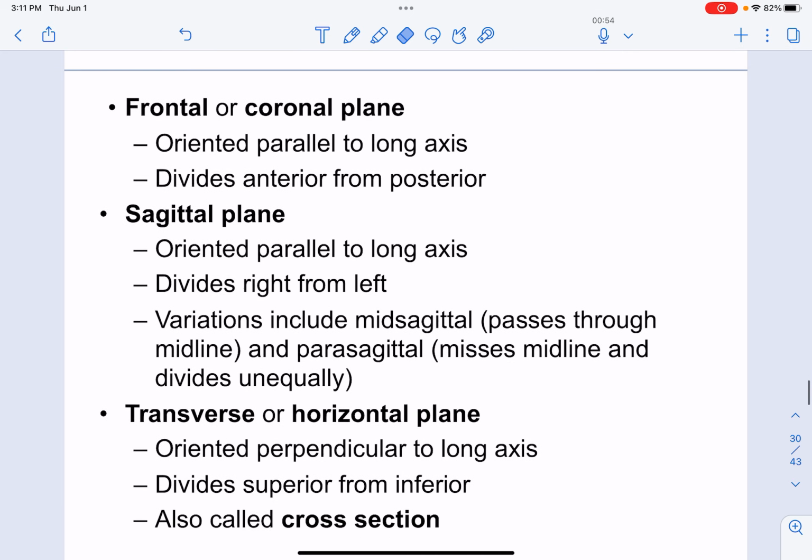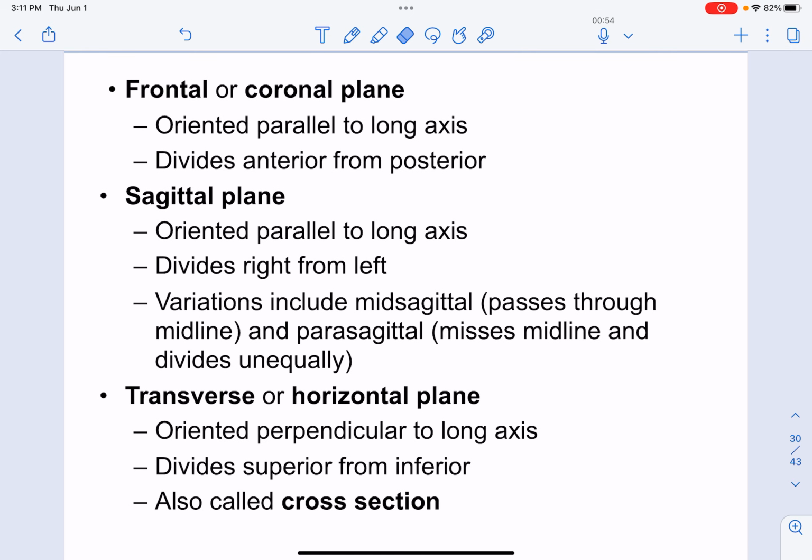All right. Now we are going to look at something called anatomical planes. To continue this discussion about sections, we are going to talk about the three cardinal planes of the body.